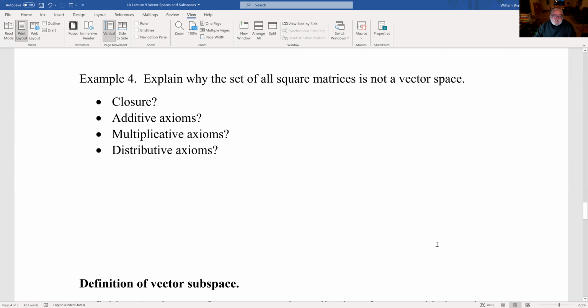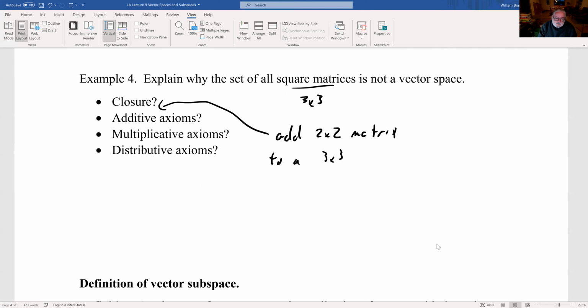The set of all square matrices is not a vector space. Why not? We said that 3 by 3 square matrices is, but why not if we take all square matrices? The problem comes with closure. A 2 by 2 matrix is square, and a 3 by 3 matrix is square, but you cannot add them together. They're different sizes. So all square matrices are not a vector space because addition doesn't work. Square matrices of a particular size, 3 by 3, 4 by 4, those are a vector space.